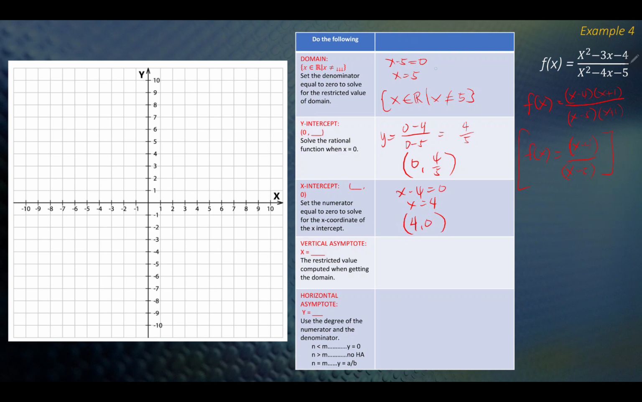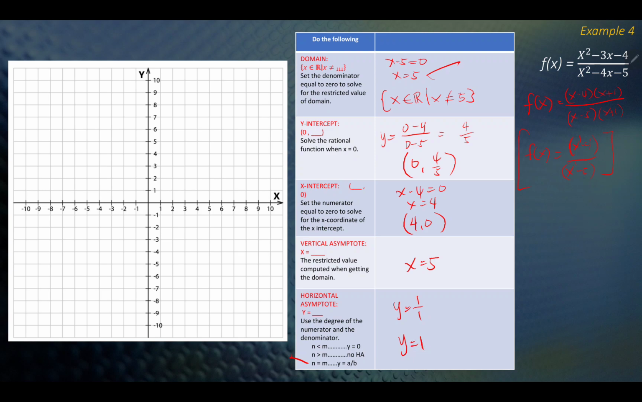For the vertical asymptote, ano yung na-compute natin sa domain? Yun lang yung gagamitin natin. For the horizontal asymptote, degree is 1, degree is 1, so equal lang siya. Doon ulit tayo sa pangatlo. We have 1 over 1. That's the numerator and denominator. So we have y equals 1.